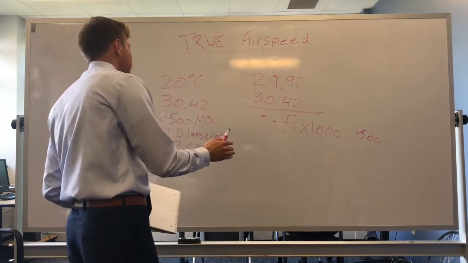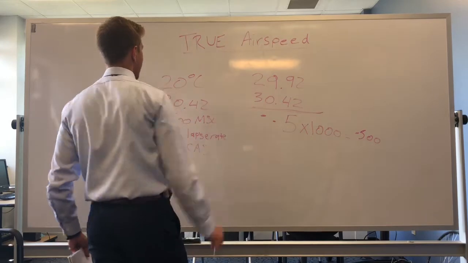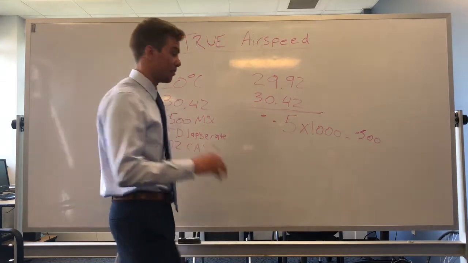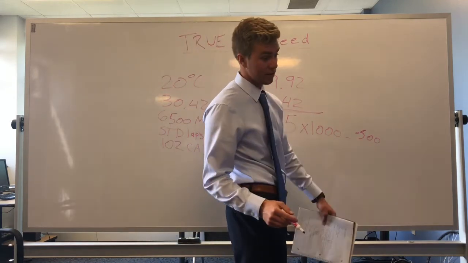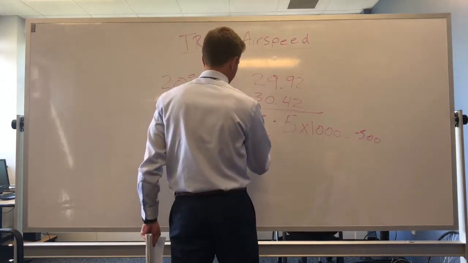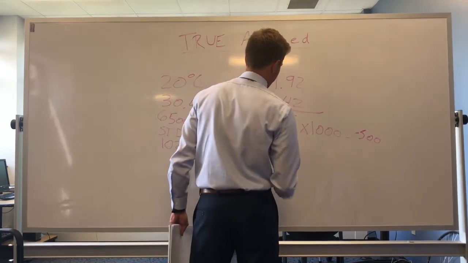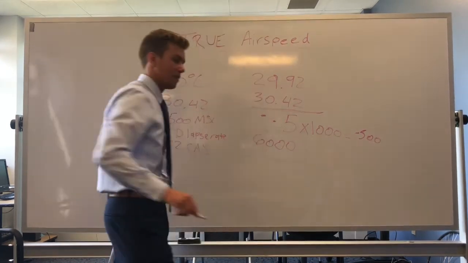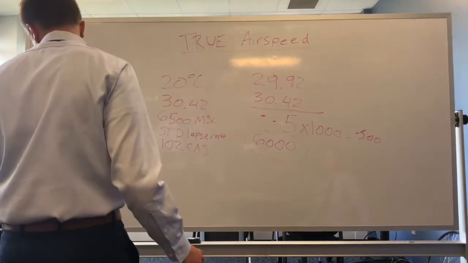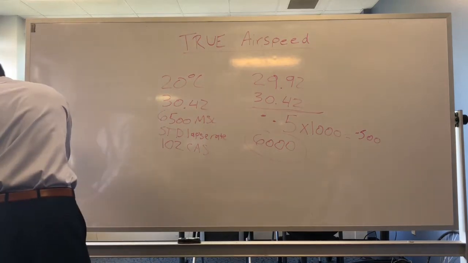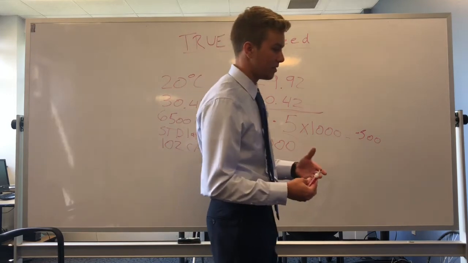So what we do from here is subtract this 500 from our cruising altitude to get our pressure altitude at cruise flight. So 6,500 plus a negative 500 is going to be 6,000. This right here is our pressure altitude. Are you following me so far? Okay, very good. So now, the next step that we need to get towards true airspeed is density altitude.